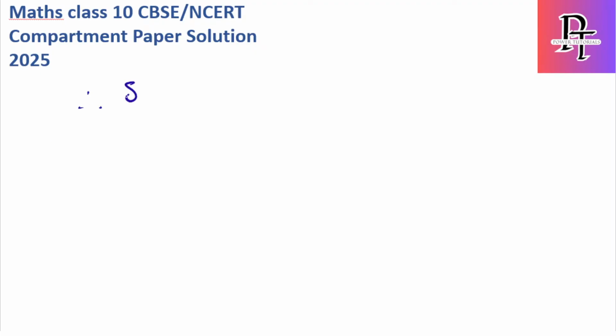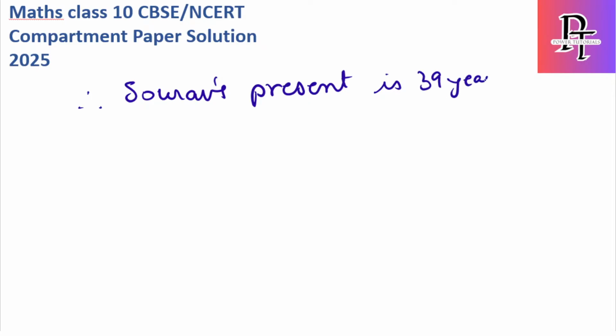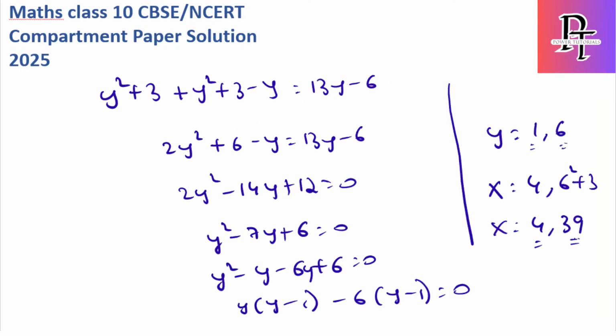Therefore, Saurav's present age is 39 years and his son's age is 6 years.